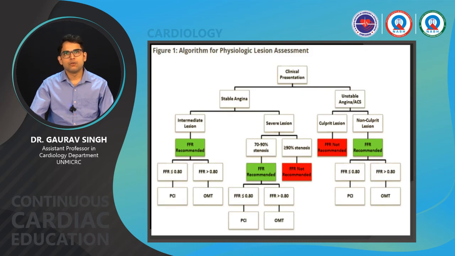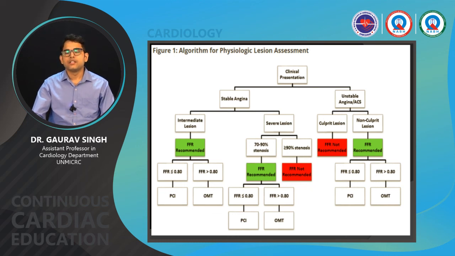So this is a very simple flow chart. Depending upon the clinical presentation, we divide the patients in two groups, whether he is having stable angina or unstable angina or ACS. If we go in the first arm, that is stable angina, and on the coronary angiography there is an intermediate lesion, that is 40 to 70%, then FFR is recommended. You should do FFR to determine the physiological significance of that lesion, and if FFR is less than 0.8, you can go ahead with PCI, and if FFR is more than 0.8, you need to keep the patient on medical therapy.